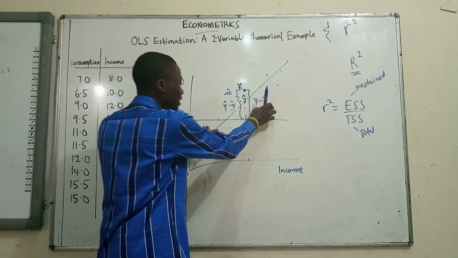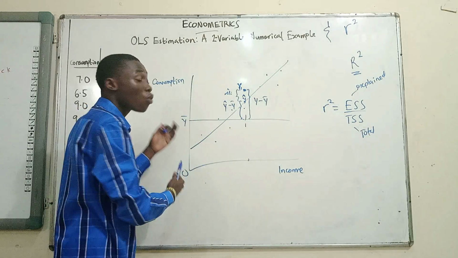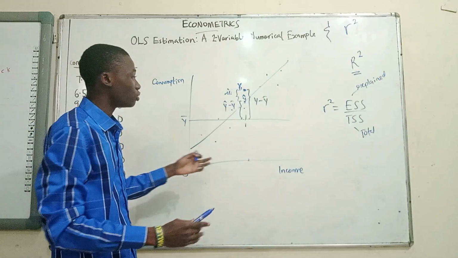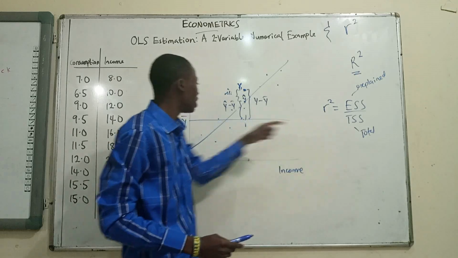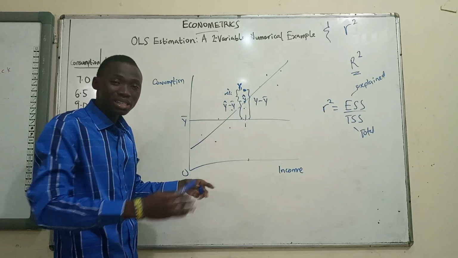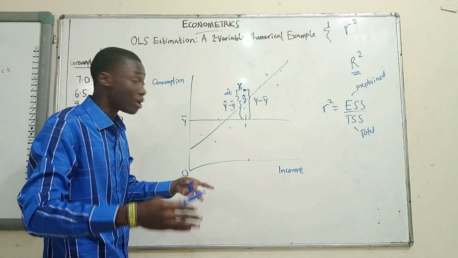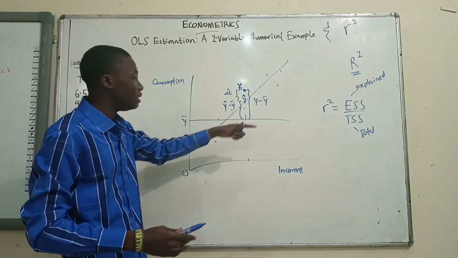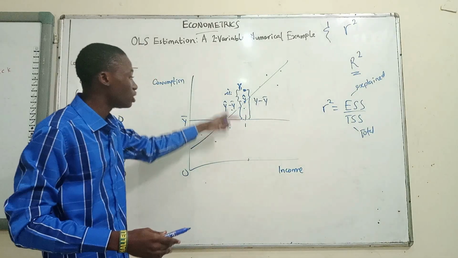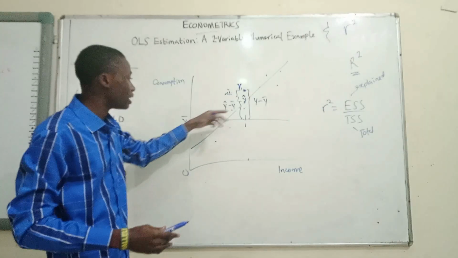So if we take this and square it and sum it over the different observations, we have the total sum of squares. If we take this, square it and sum it over the different observations of the estimated y we are looking at, we have the explained sum of squares, because this is what the regression is actually explaining.